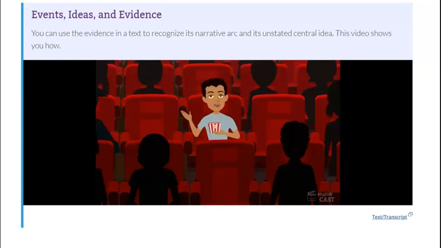Remember to use evidence from the text to support your inferences and conclusions. Don't forget that a narrative arc exists in all stories, be they fiction or narrative nonfiction.